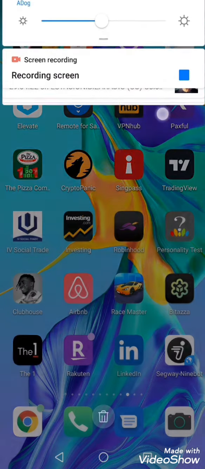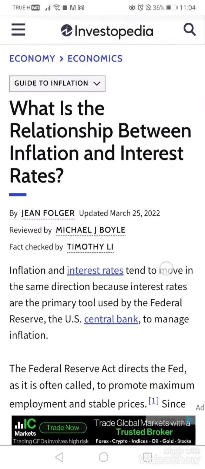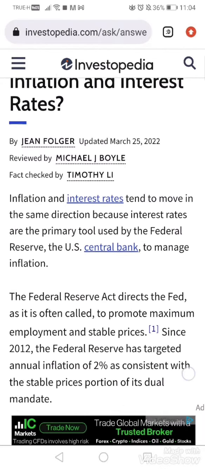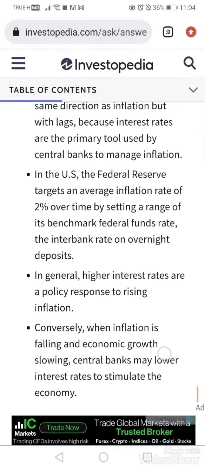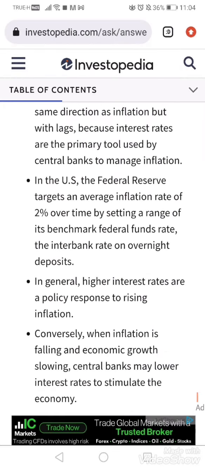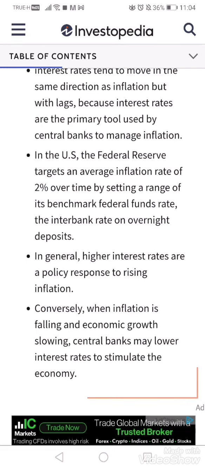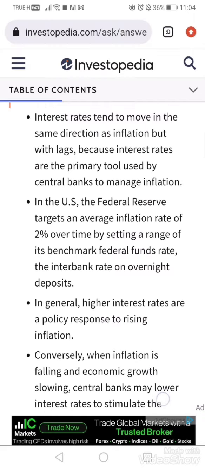So if you would like to check out more on the topic of inflation and interest, I think this is a really good topic to check out. I'll put a link in the video description as well. And as you can see, in general, high interest rates are a policy response to rising inflation. And when inflation is falling and economic growth slowing, central banks lower interest rates to stimulate the economy.